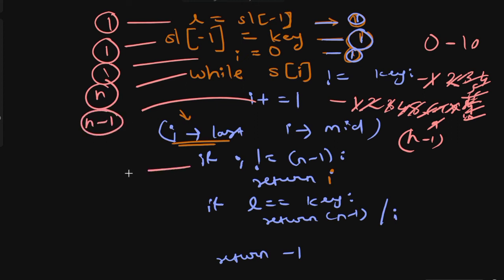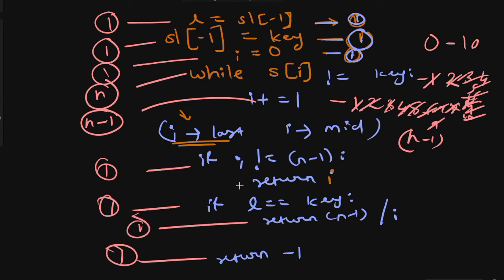Then this may take 1 unit, this may take 1 unit, and this may take 1 unit, and returns may also be considered. So here we can see 1, 2, 3, 4, 5, 6, 7, 8. So 8 constant ones, then an n and an n minus 1. If I reduce this, we get 2n plus 7.